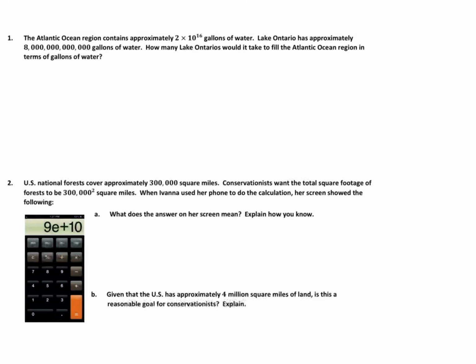So first we want to be able to compare them, so we have to convert them to the same type of format. Either we change them both to standard form or we change them both to exponential form. Personally, I think it's going to be easier to deal with them in exponential form. So 8 with 12 zeros behind it, 3, 6, 9, 12 zeros, can be rewritten as 8 times 10 to the 12th power.